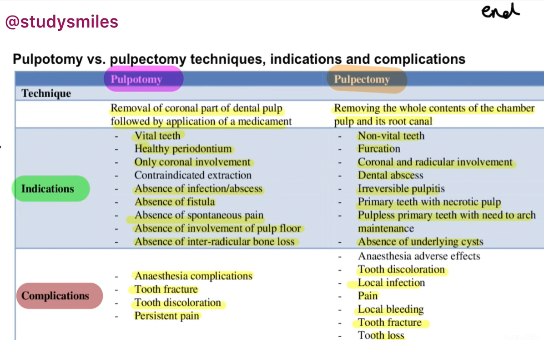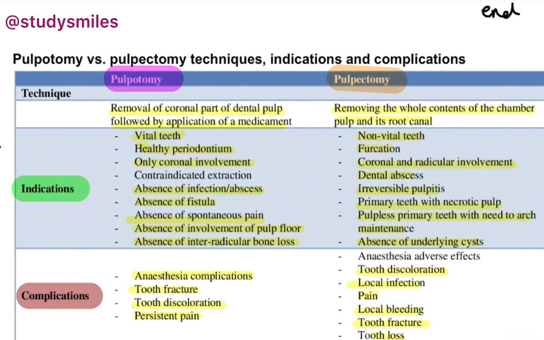Indications: when do we do pulpotomy? We do it in vital teeth when they have a healthy periodontium and only with coronal involvement. So only when the bacteria or the caries involves the coronal part. If there's, for example, an apical abscess or apical inflammation, then this is not an indication, because it doesn't make sense. Then we'll have to do the pulpectomy. Other points: no contraindications for extraction of the tooth, absence of infectious abscess, absence of fistula, spontaneous pain, absence of involvement of the pulp floor, absence of interradicular bone loss, and so on.